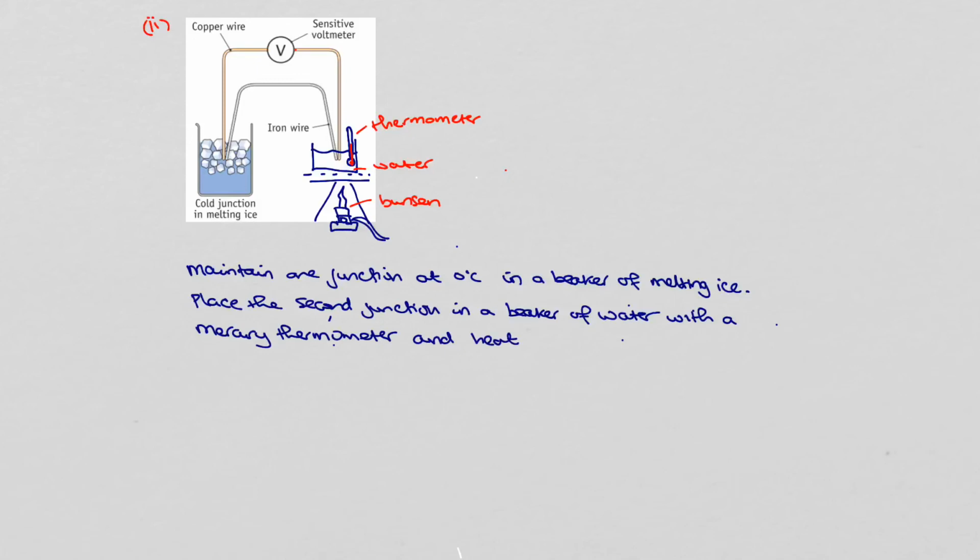and heat the junction in approximately steps of 10 degrees. Obviously it won't necessarily be exactly 10 degrees, once you stir the water and wait for the temperature to settle before taking your readings. Because you'll have an uneven distribution of heat, you have to stir the water to make sure there's an even distribution of temperature before you measure that temperature and measure the EMF. So we're heating the junction in approximately steps of 10 degrees Celsius.